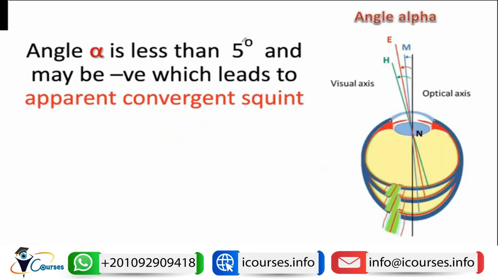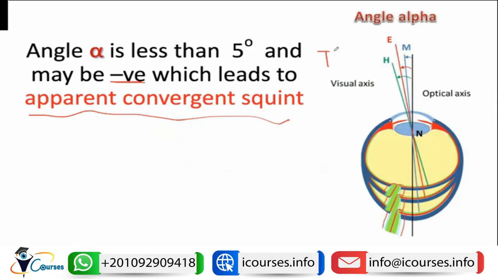What will be the changes in angle alpha? As we said, the angle alpha will decrease and even become negative. So this will lead to apparent convergent squint. As you can see here, the eye is enlarging, and this will lead to decreasing the angle between the visual axis and the optical axis. So in myopia, this is the optical axis, and this is the visual axis.